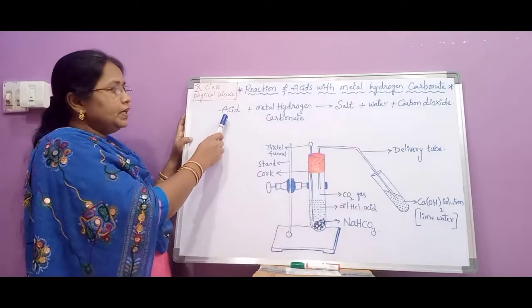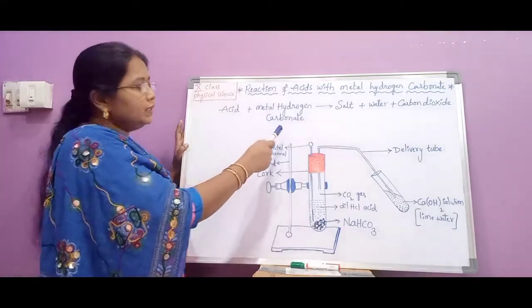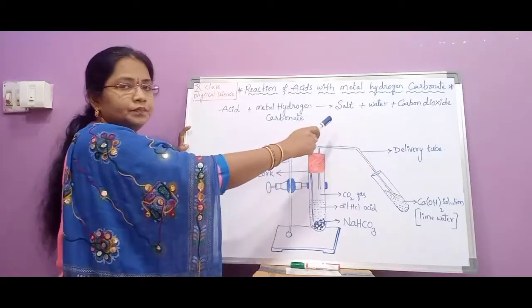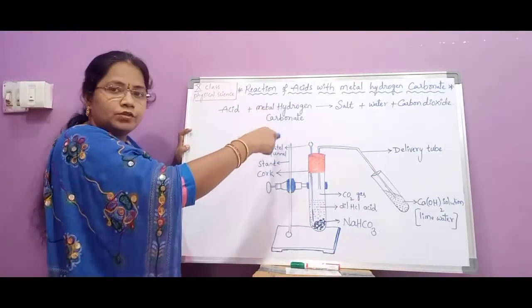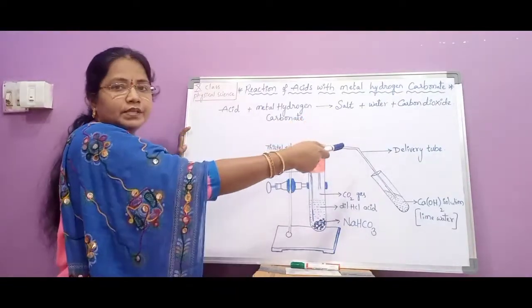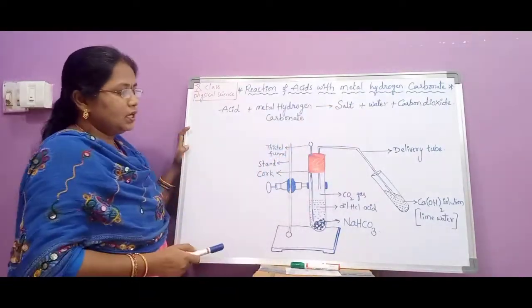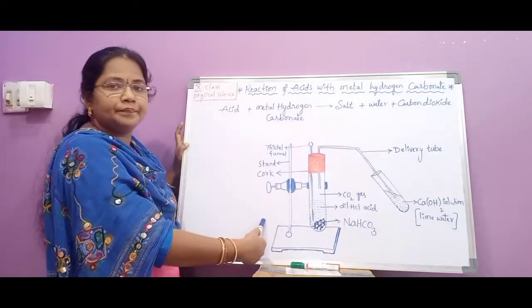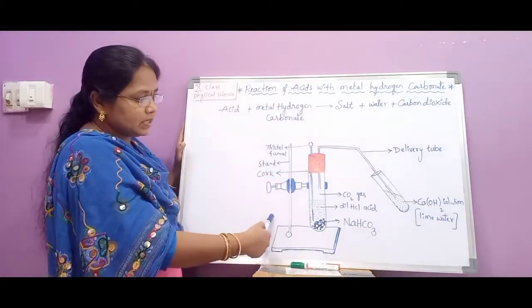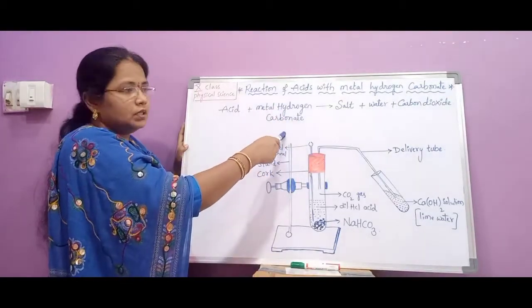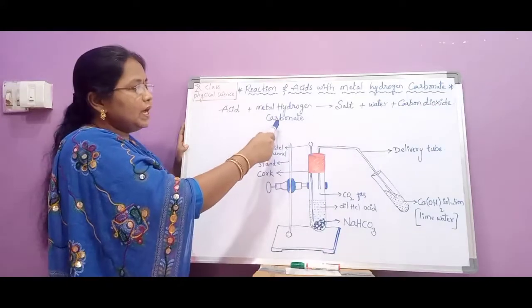The generalized reaction will be: acid plus metal hydrogen carbonate gives rise to salt plus water plus carbon dioxide. When acid reacts with metal hydrogen carbonate also, we are going to get the same products as in the previous case: salt, water and carbon dioxide. The required materials and arrangement of all the apparatus will be the same as in the previous case, but here we have changed metal carbonate to metal hydrogen carbonate.